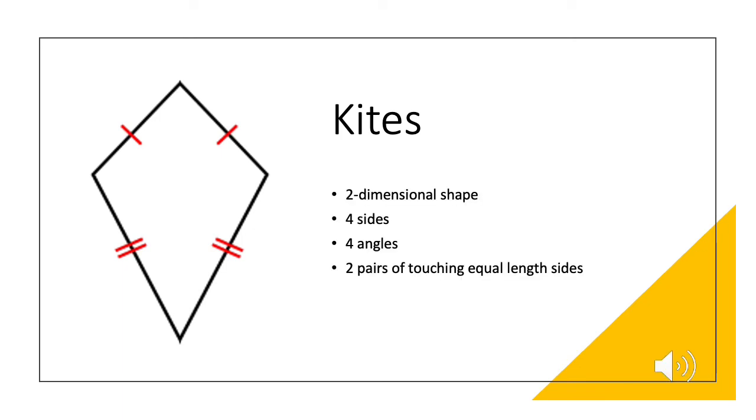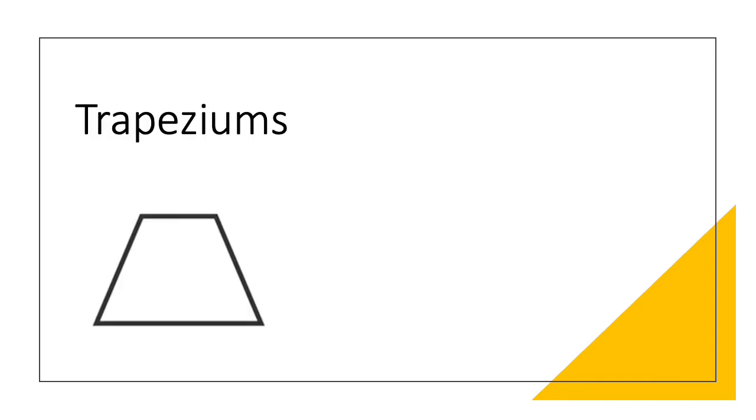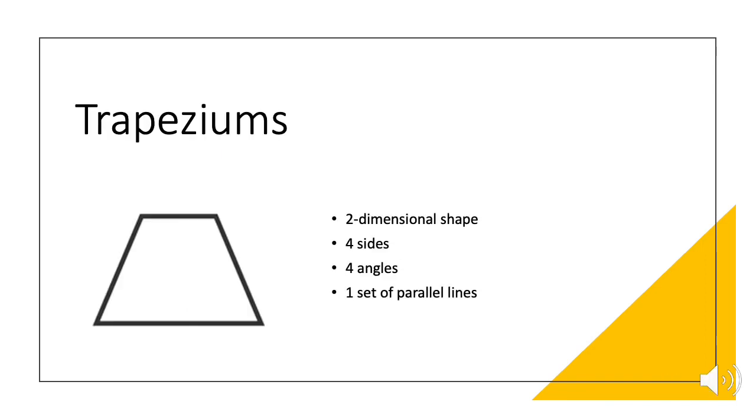A kite is a two-dimensional shape. It has four sides, four angles. In a kite, it has two sets of sides that are equal. The touching sides are of equal length. A trapezium is also a two-dimensional shape. In other words, it's flat. It has four sides and four angles. It has one set of parallel lines.